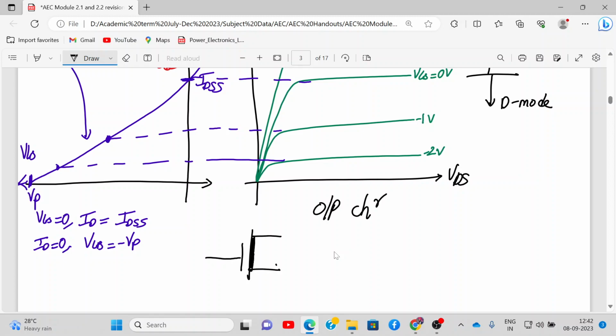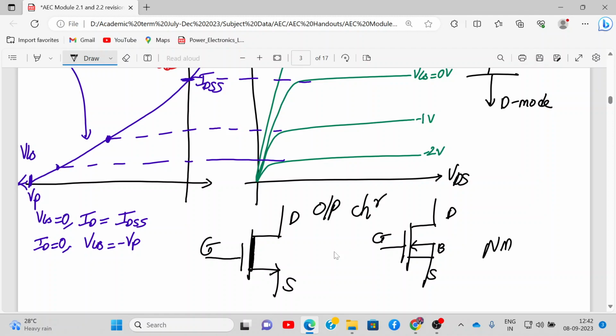So this is my drain, gate, source. In terms of the 4 terminal symbol, you draw a straight line instead of a dash line. So this is gate, drain, source and body. So these are the symbols for NMOS depletion type. Got it?